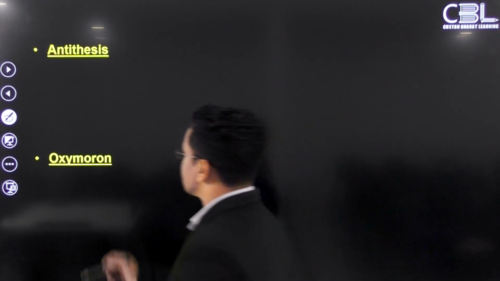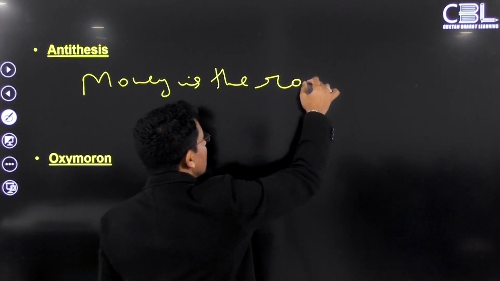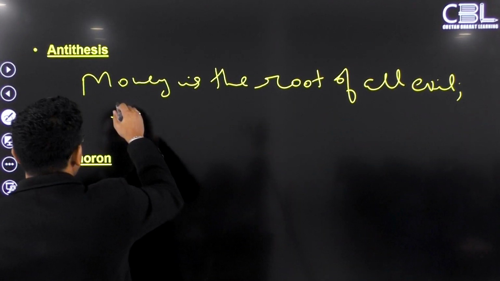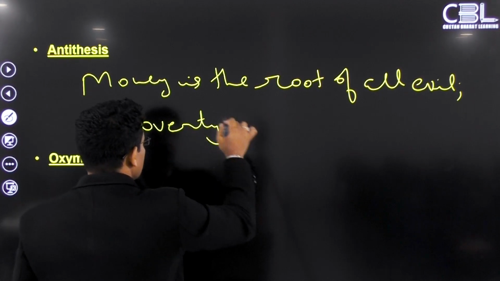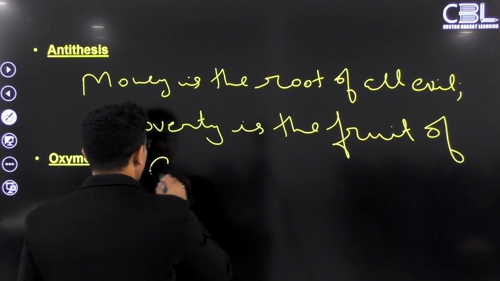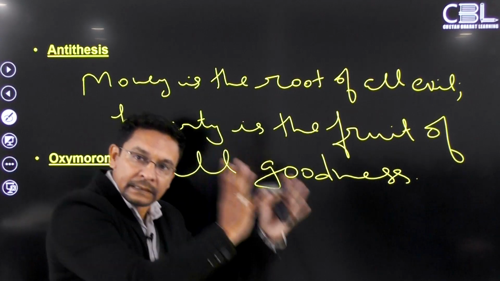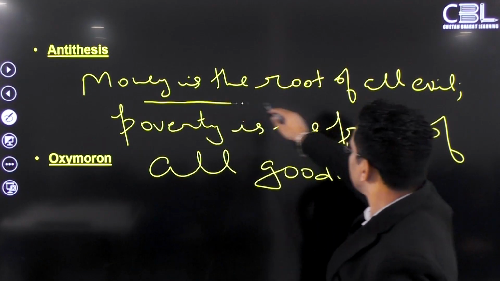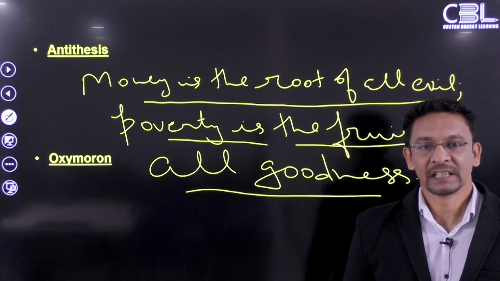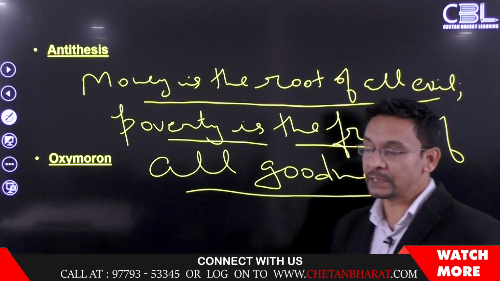Alright, next one. Antithesis. Let's say money is the root of all evil. Poverty is the fruit of all goodness. So what have I done here? I have challenged, contradicted my initial statement. Money is the root of all evil. I challenged this itself here, but poverty is the fruit of all goodness. This is called antithesis. Anti means opposite, thesis means what has been said so far, and challenging that itself. I hope this is clear to you.